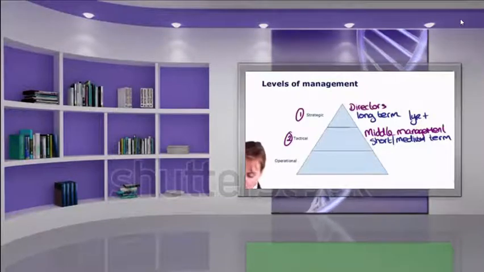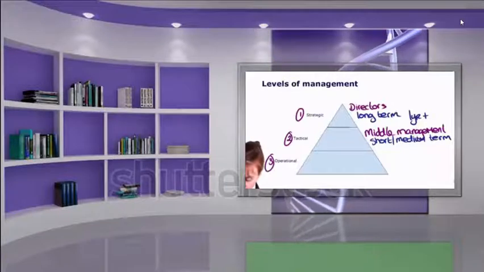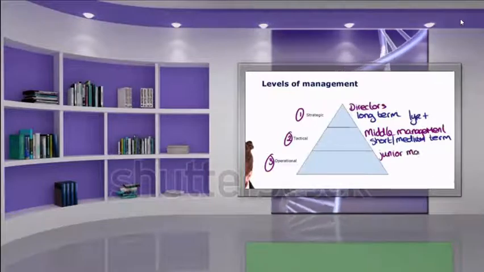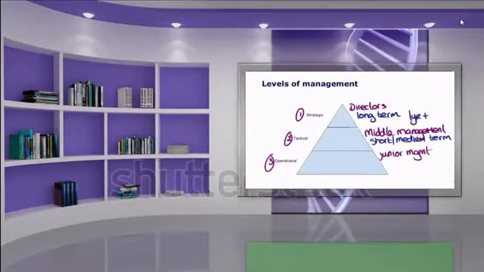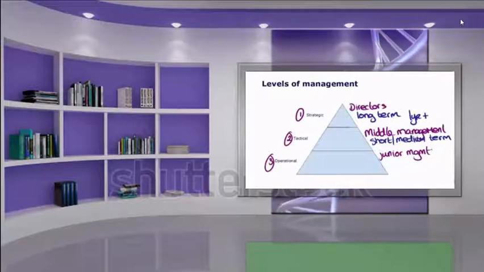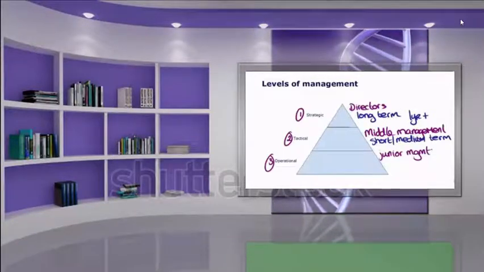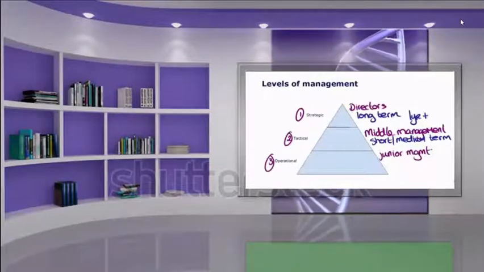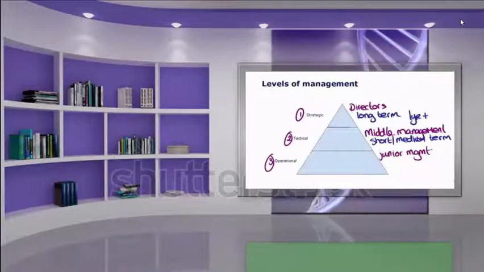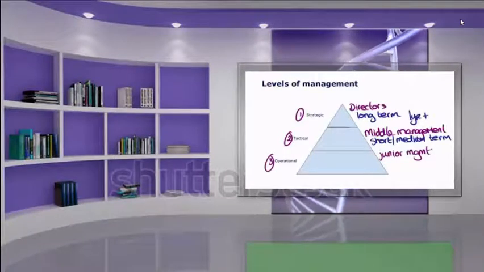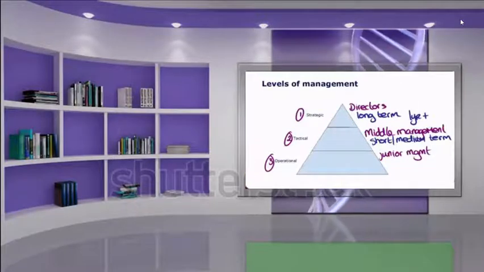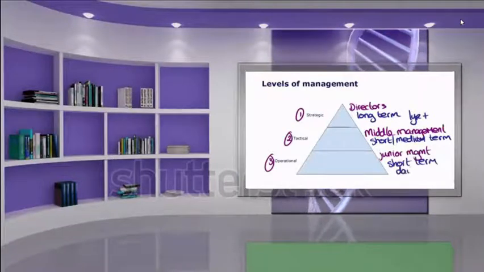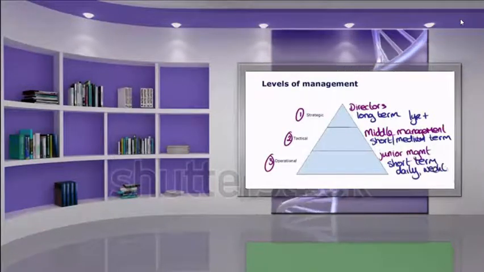And finally, we've got our operational level management. This is our junior management. So junior management, and perhaps factory supervisors, team leaders, and so on. They would be part of the junior management team, and when they're looking at information, it would be with a short-term view. So daily and weekly productivity reports, for example. So our time frame then would be short-term, perhaps daily or weekly reports.